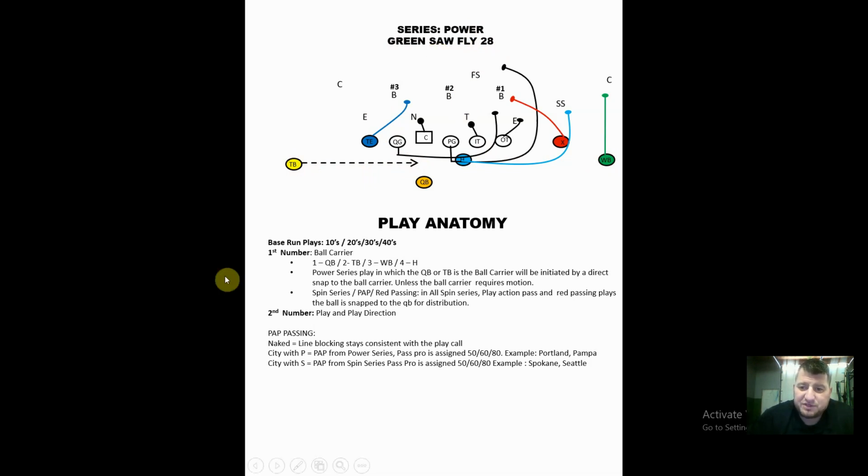This is fly motion. It tells us we're in that same saw alignment as before. That fly motion simply tells the tailback that he's going to come across the formation, and in this play, he'll be receiving the handoff from the quarterback.